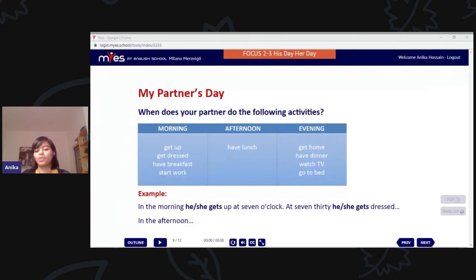So which one are you? Are you an early bird or are you a night owl? I'm curious, let me know. I am usually an early bird. I love to get up very early and go to bed early, but now because of the quarantine, I have turned into a night owl and I go to bed very late. Okay, what about you? Are you an early bird or a night owl? Let me know.